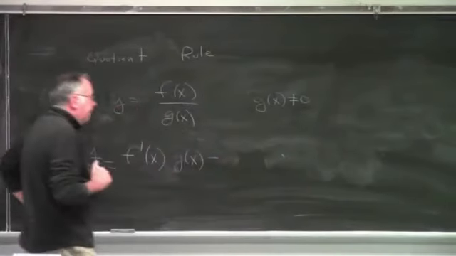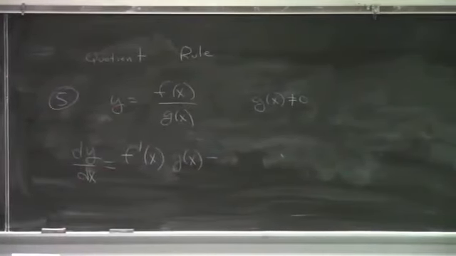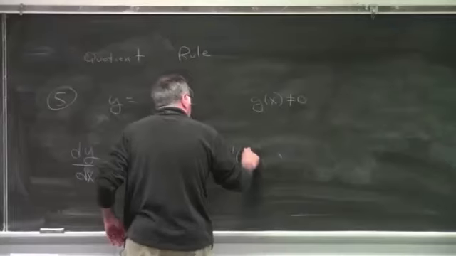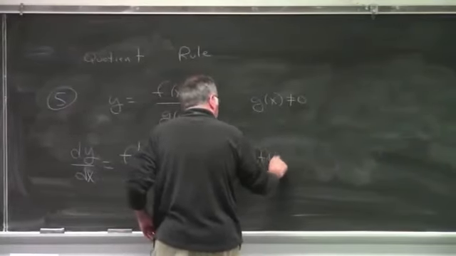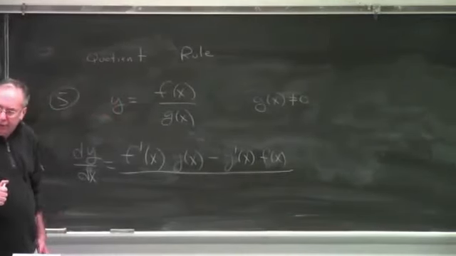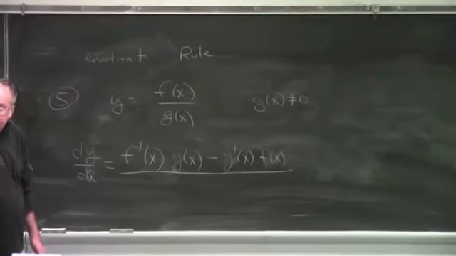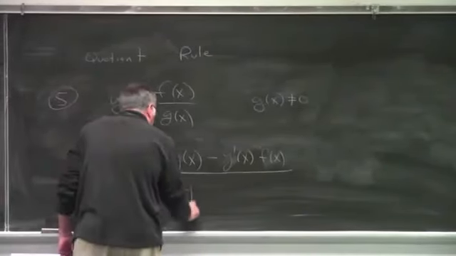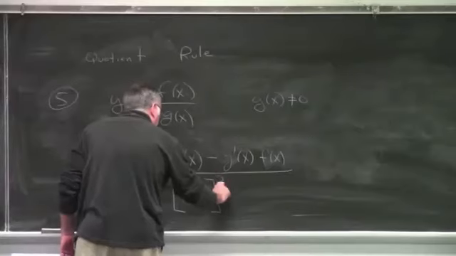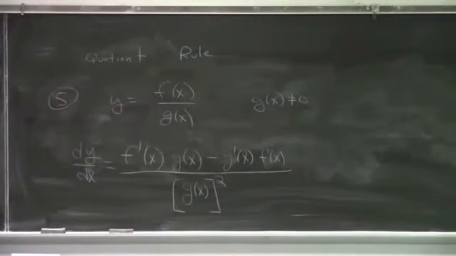minus the derivative of the denominator, g prime of x, times the numerator, f of x, all over, it's not very intuitive at all, is it? All over the denominator squared. Okay. That is the quotient rule. And you use that when you're differentiating the ratio of two functions.